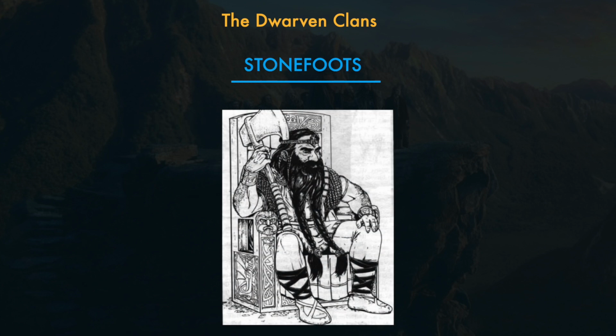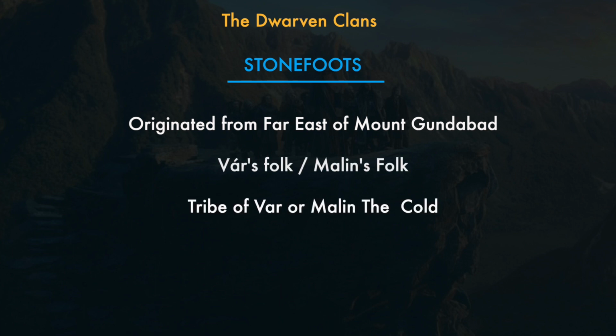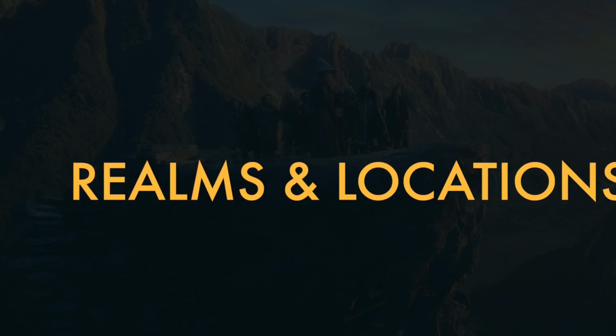The Stonefoots originated from far east of Mount Gundabad. They were also known as Var's folk or Malin's folk, the tribe of Var or Malin the Cold. Now we look into some noteworthy Dwarven realms and locations.